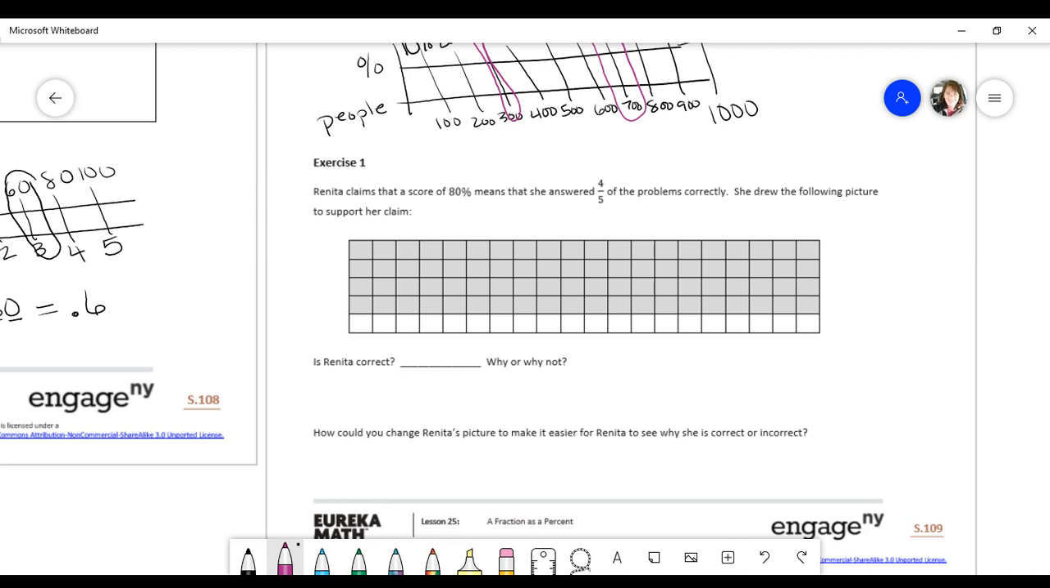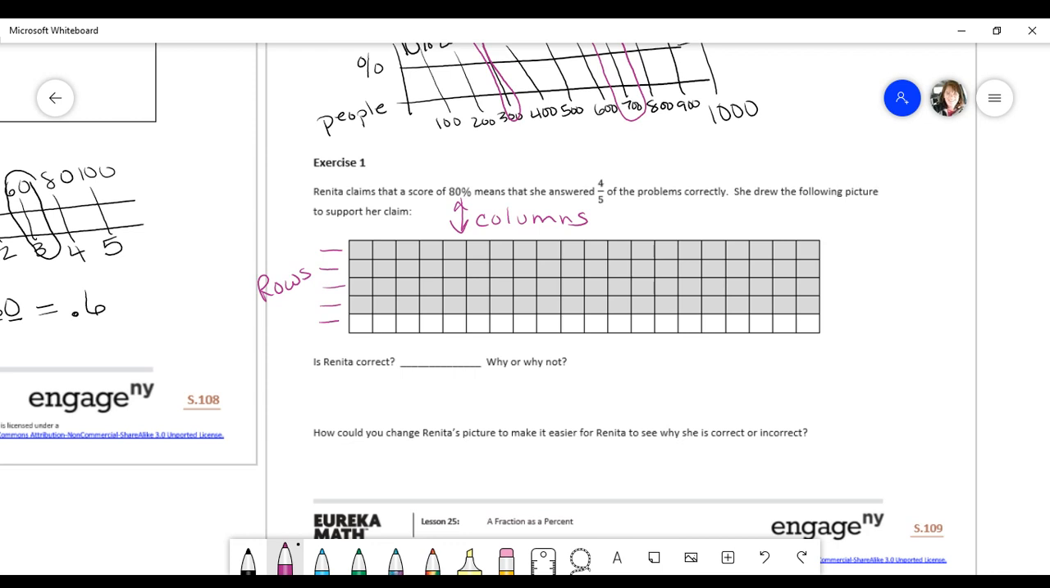Well, if we look at it, hopefully you can see that here is 1, 2, 3, 4, 5 rows. Remember, rows go across and columns go up and down. Okay, so that's columns. So we're not worried about the columns right now. We're going to worry about these rows. Are 4 out of the 5 of the rows shaded?